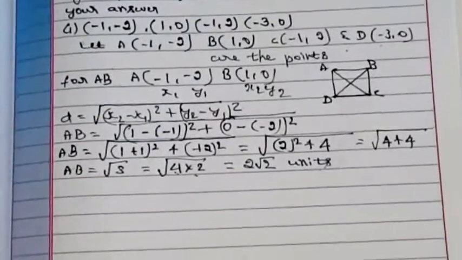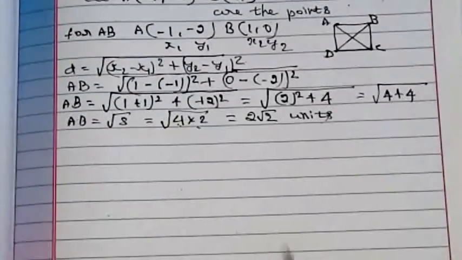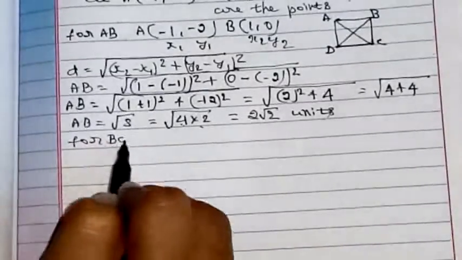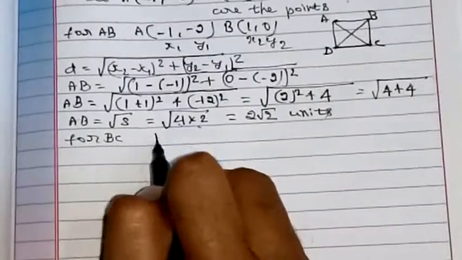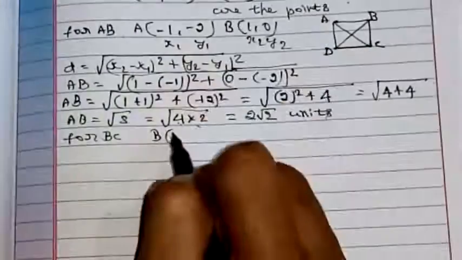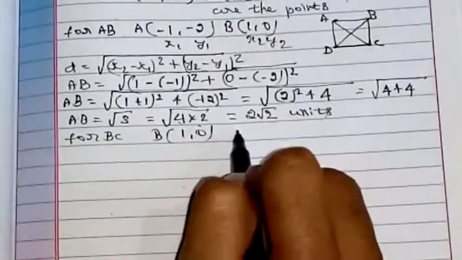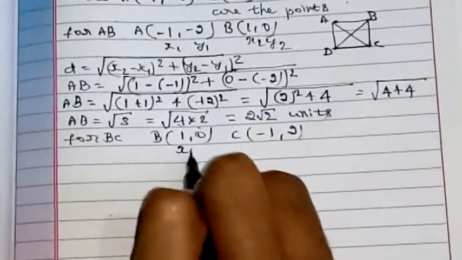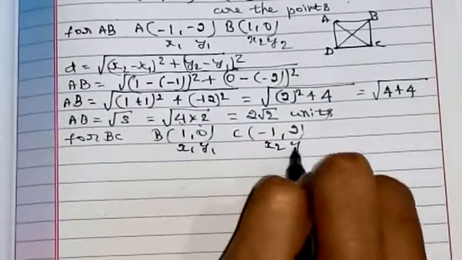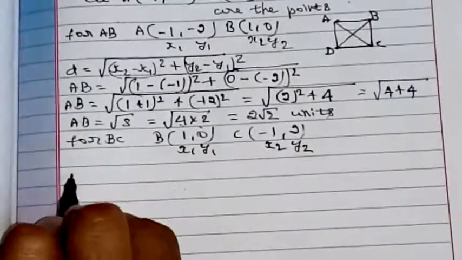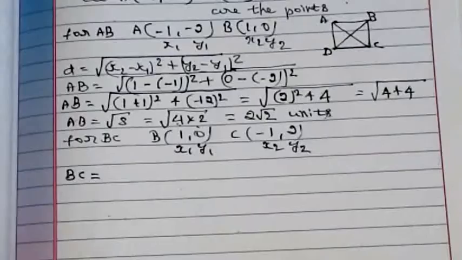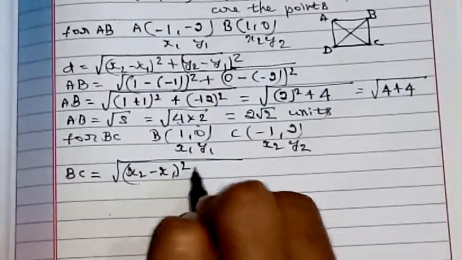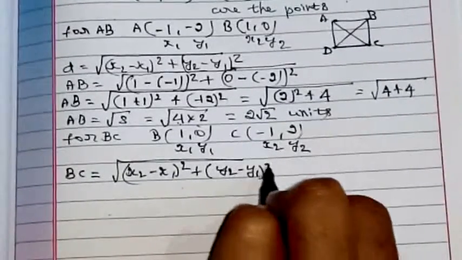Now find the distance for BC. For BC, what are the coordinate points? B of 1 comma 0 and C of minus 1 comma 2. As usual, write down this one as x1, y1 and this one as x2, y2. Now apply the distance formula. So BC is equal to square root of x2 minus x1 whole square plus y2 minus y1 whole square.